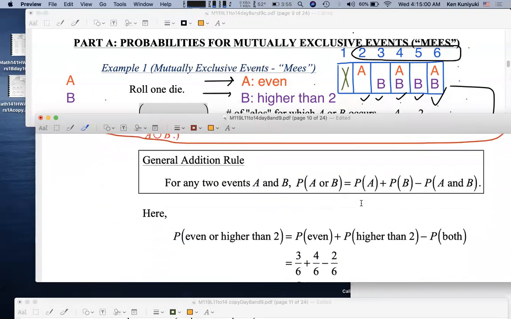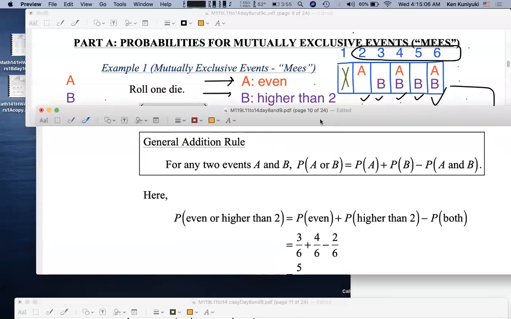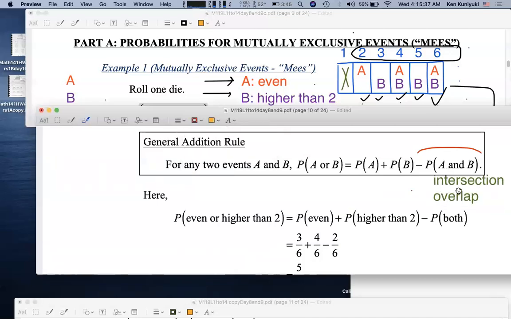So here's the general addition rule. In the case where A and B could be mutually exclusive or not, MEEs or not, the probability of A or B equals the probability of A plus the probability of B, and then we need this extra term for non-MEEs. If you don't have mutually exclusive events, you need to subtract the probability of A and B occurring. This is referred to as the intersection of A and B, or more informally, the overlap of A and B. You subtract the probability of the intersection, of the overlap.